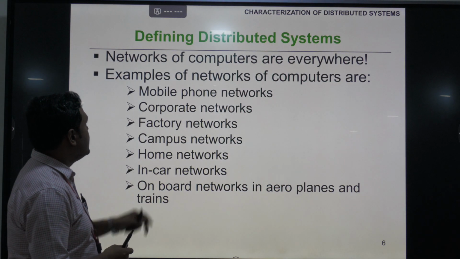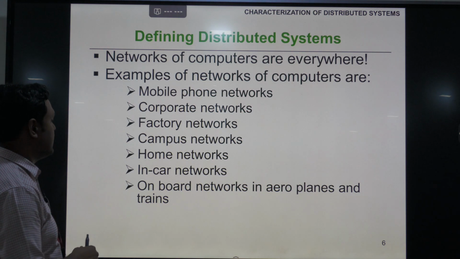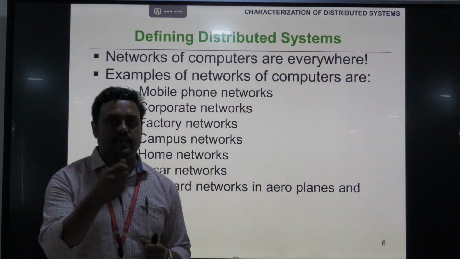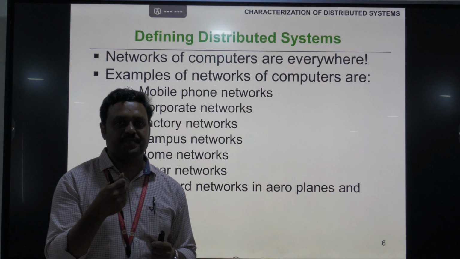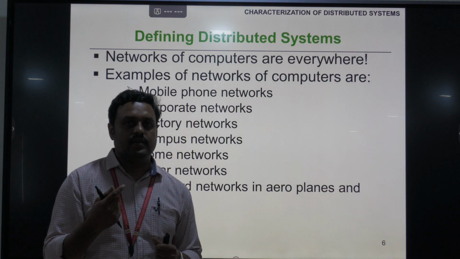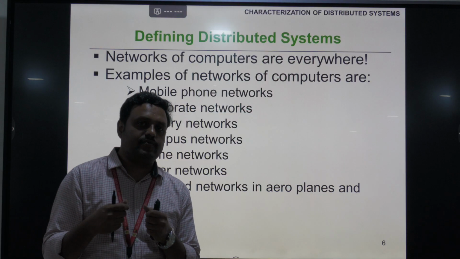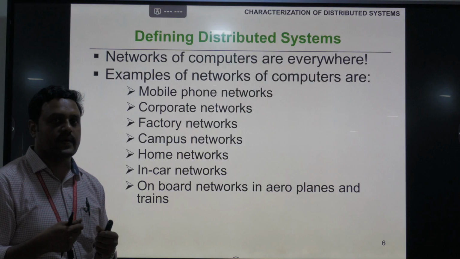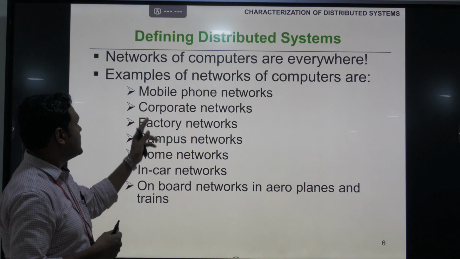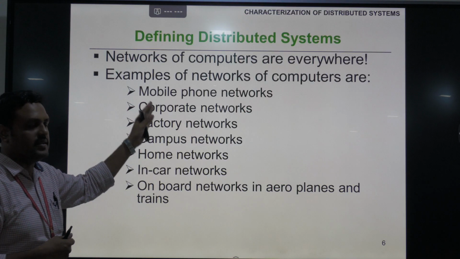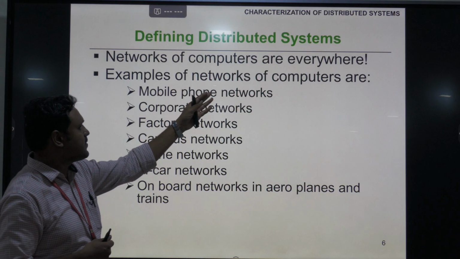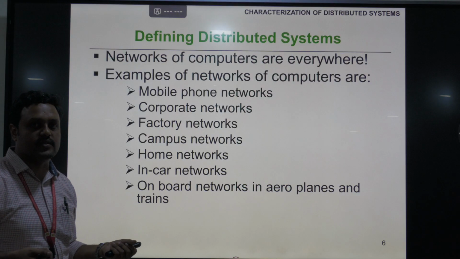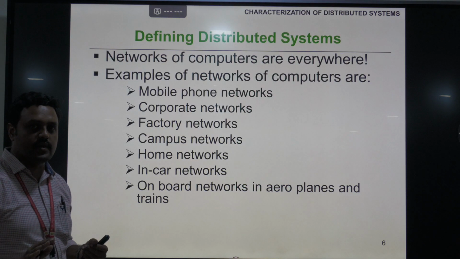So networks of computers are everywhere. The networks which connect all the distributed systems all over the world may be of different types. We can see networks anywhere. In our real life, we see networks in these areas. Examples of networks of computers are mobile phone networks. We all use mobile phones, right? So mobile phones have networks.